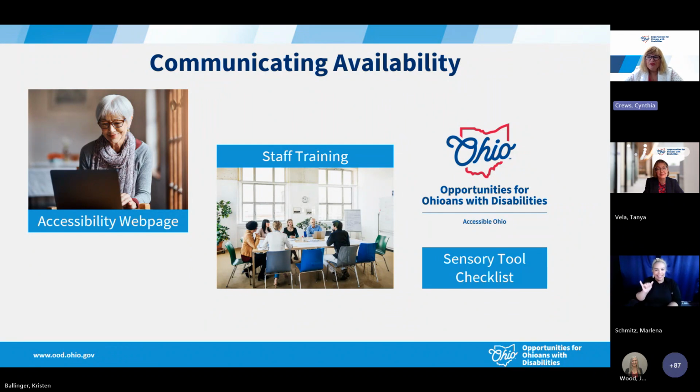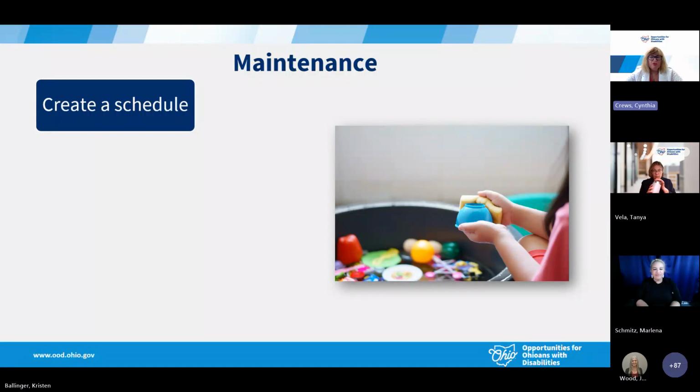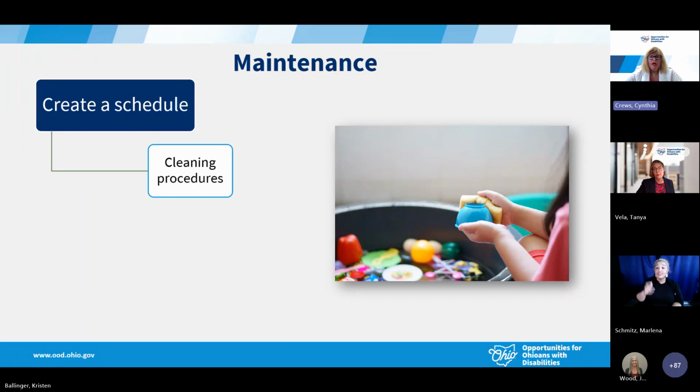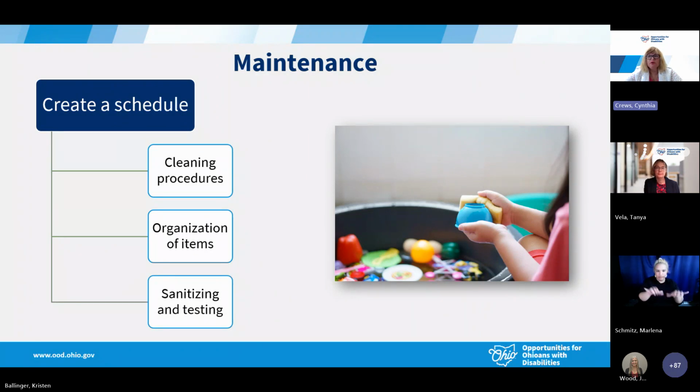Thanks for sharing all that with us, Tanya. It's important to consider how you will maintain the space and/or tools. So one idea is to create a routine maintenance schedule with cleaning procedures to regularly clean the sensory tools and the spaces, and the organization of items, like placing all fidgets at a centralized location for individuals to access, use, and return, and regularly sanitizing and testing tools, such as charging and testing the batteries for the items.